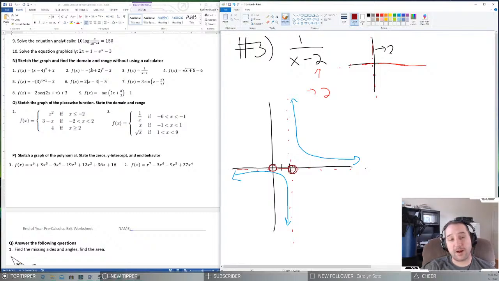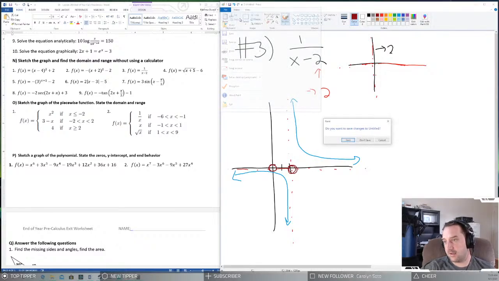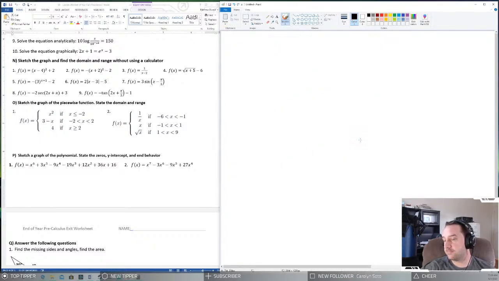One and 2 are parabolas. That's the rational. Number 4 is a square root. Number 5 is exponential. Number 6 is absolute value. Let's look at a sine and cosine. So let's look at number 8.